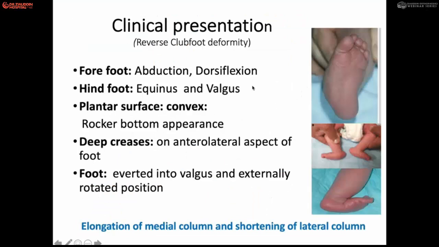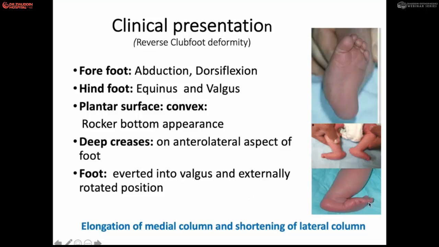The presentation usually produces abduction and dorsiflexion of the foot, and the hind foot is in equinus in the valgus position, while the plantar surface looks convex, like a rocker bottom deformity. Then there is a deep crease on the anterolateral aspect of the foot. You will find a deep crease in the club foot on the medial side, whereas in the vertical talus it is a deep crease on the lateral side, and the foot is everted in valgus and externally rotated position.